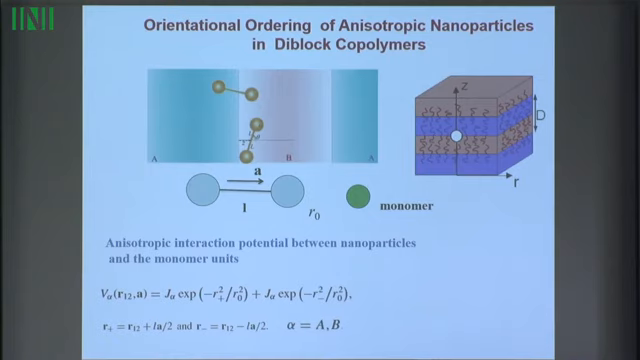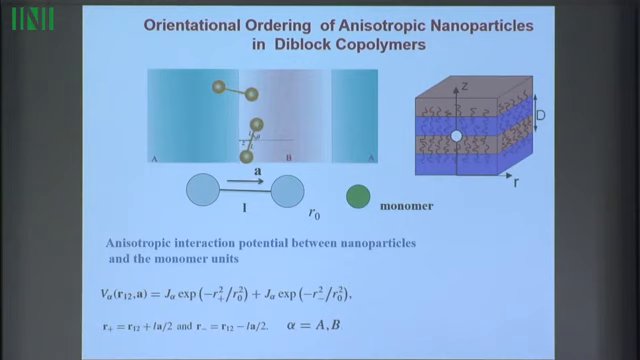And if the same nanoparticle for some reason is located in the block A, then it tends to be perpendicular to the surface, because at least one of these spheres then has low energy. So we expect the orientational order of such dumbbells or nanoparticles in this boundary layer. How thick is this boundary layer, of course, depends on the parameters and mostly on the length of this nanoparticle compared to the size of the block.